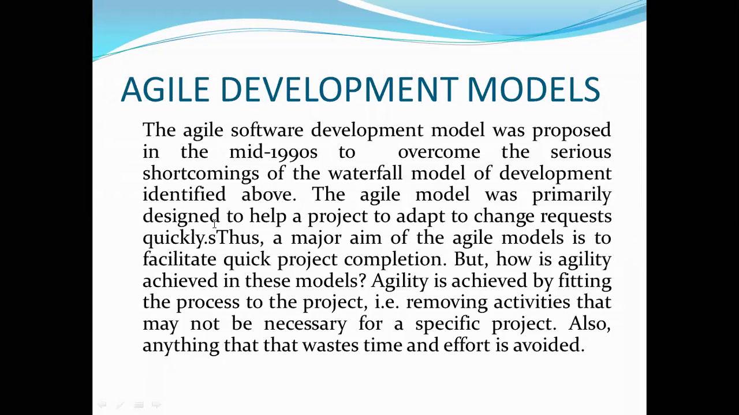But how is agility achieved in these models? How can we achieve this agility in the models that we have studied till today? Agility is achieved by fitting the process to the project. That is, removing activities that may not be necessary for a specific project. What did we do in the earlier, traditional times of software development? There were some phases in software development that were not of concern in your project, but we did those just because we followed the SDLC kind of approach.